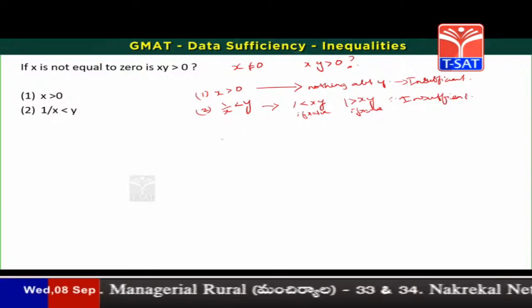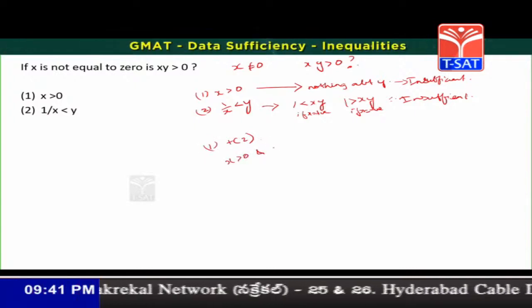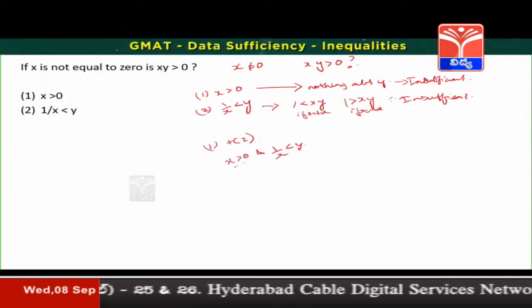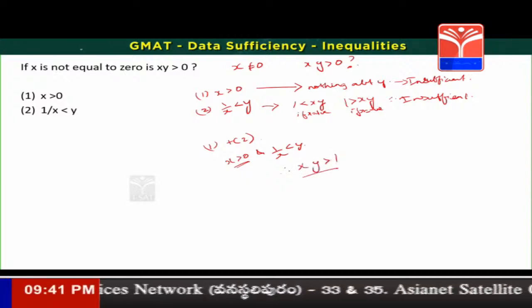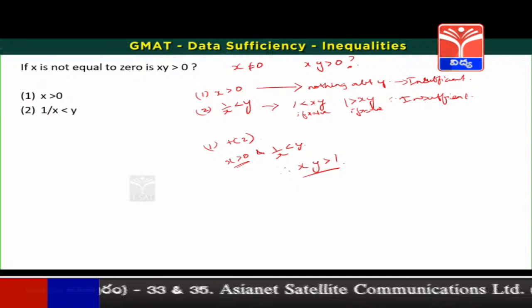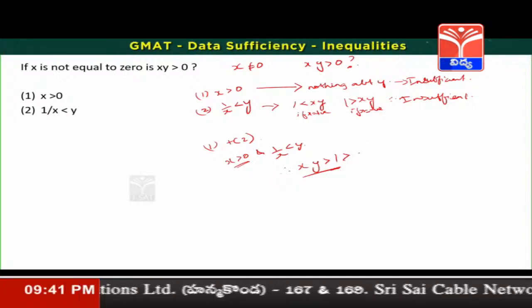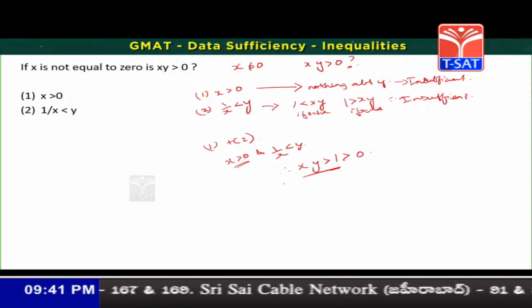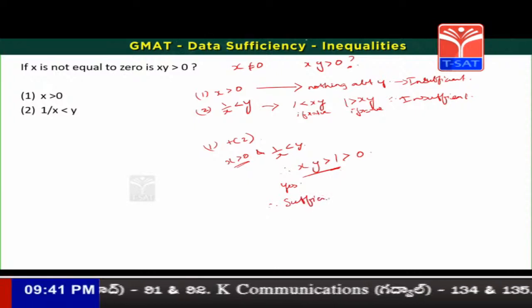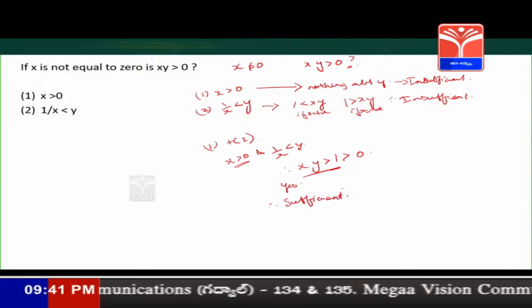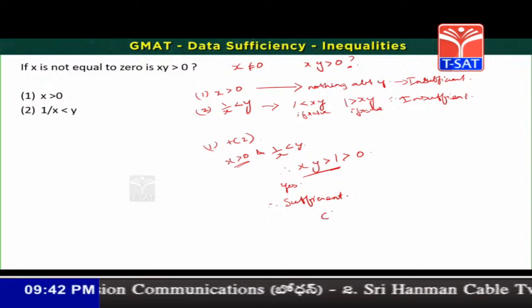Now, let us see both combined, 1 plus 2 combined: x is greater than 0 and 1 by x is less than y. If x is greater than 0, then definitely you can say that xy is greater than 1, because you are multiplying both sides by a positive number, so the inequality remains the same. If xy is greater than 1, definitely it is greater than 0 also. So, yes, you can answer the question. Therefore, this is sufficient. Statement 1 alone is not sufficient, statement 2 alone is not sufficient, but statement 1 plus 2 together are sufficient to answer the question. The answer is option C.